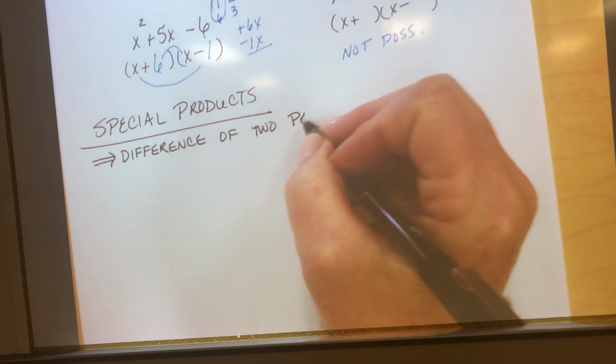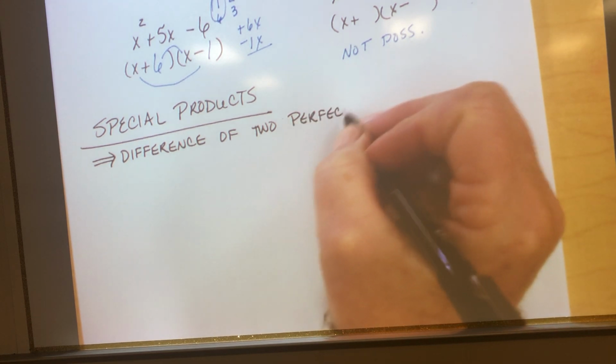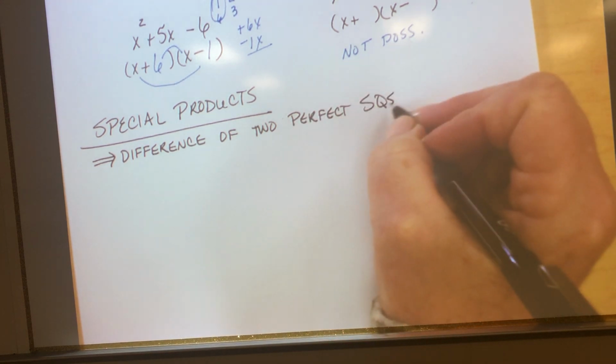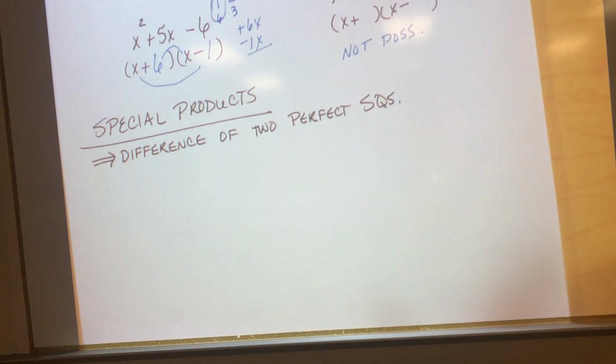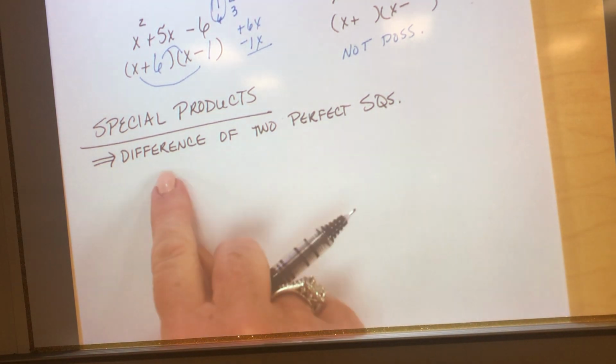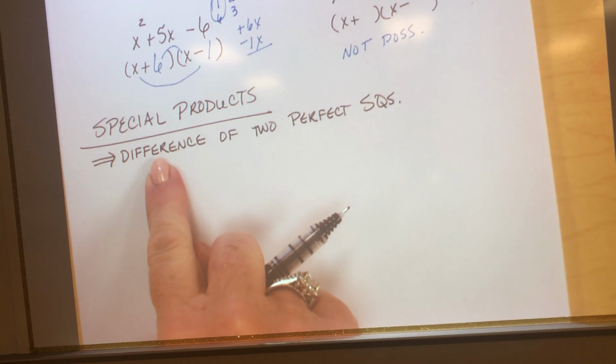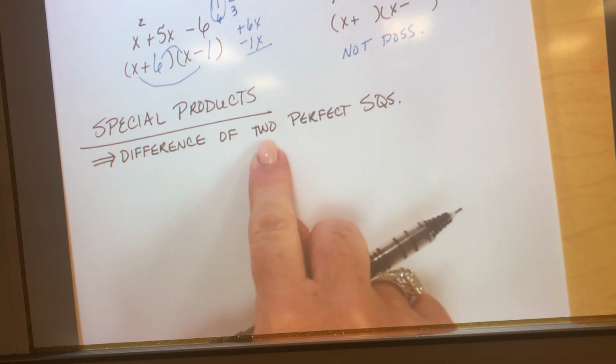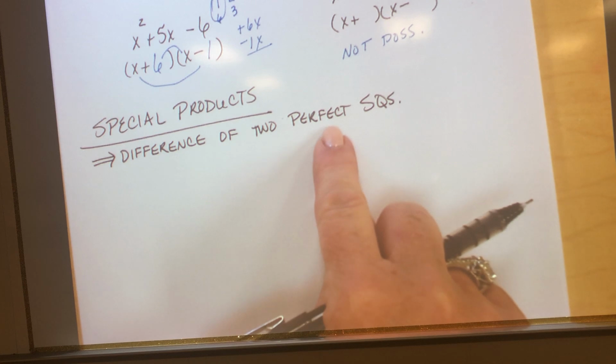So this is the difference of 2 perfect squares. Okay? The difference of 2 perfect squares. So first of all, you have to be subtracting. If you're adding, it doesn't work. Okay? You have to be subtracting. How many terms am I going to have? 2. 2 of them. And they're both going to be perfect squares.